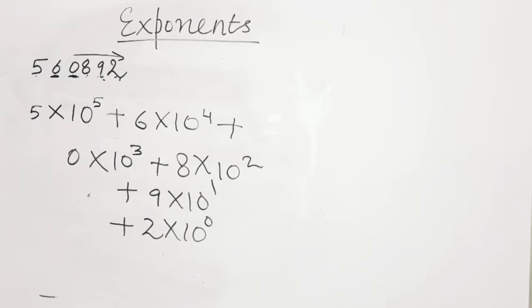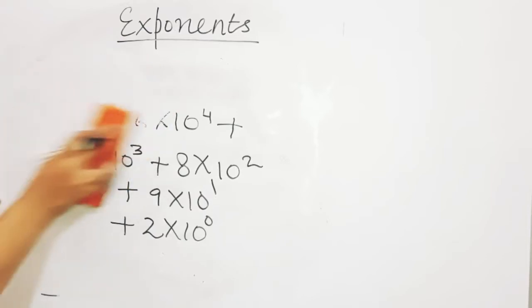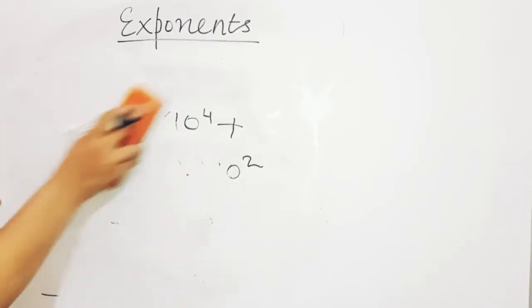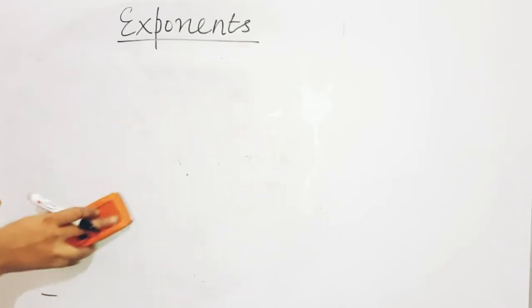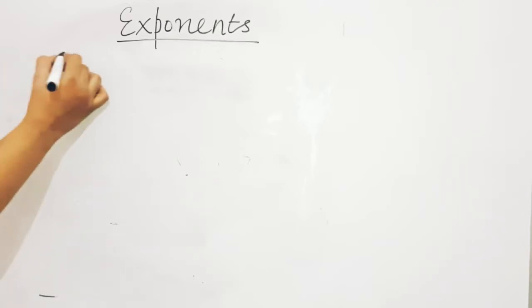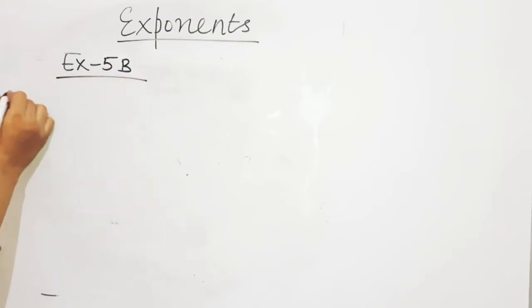Correct? Now how do we express the numbers in standard form? I am going to explain that. But before explaining that, I am taking one more example for the expanded form so that you understand it well. I am taking the question from exercise 5B, question number 3. We have done till question number 2. We have to start from question number 3.